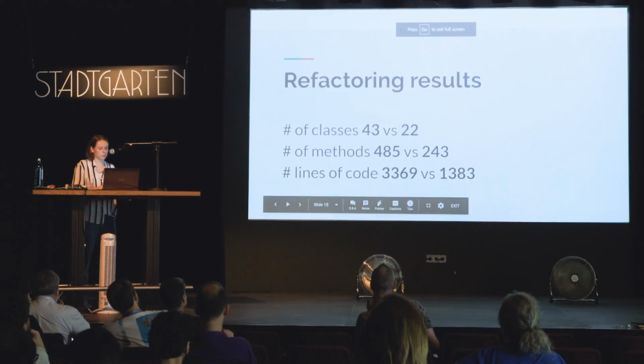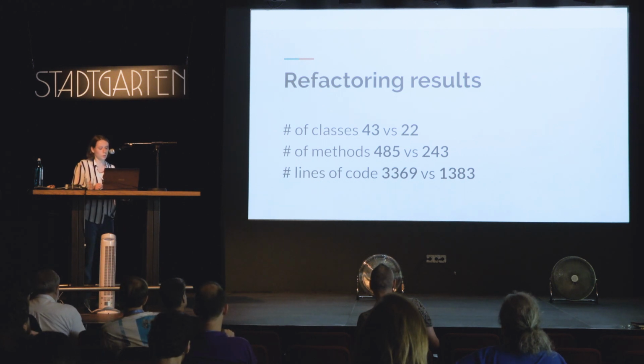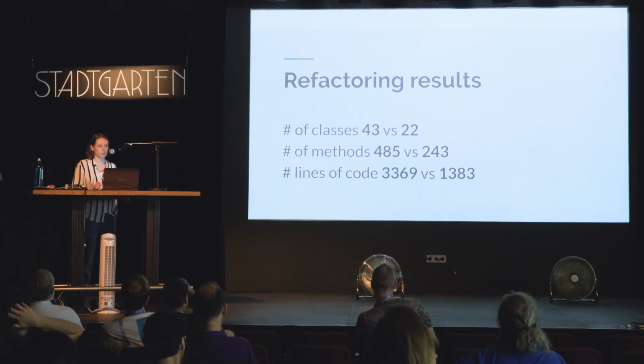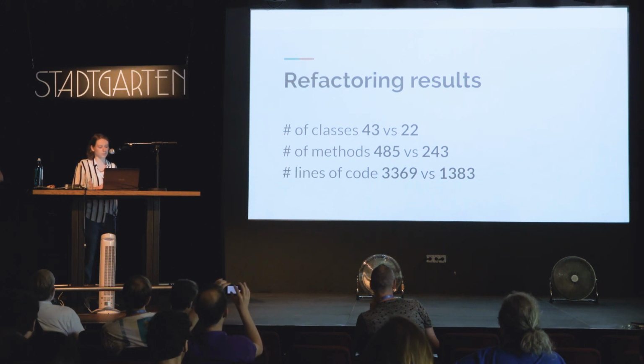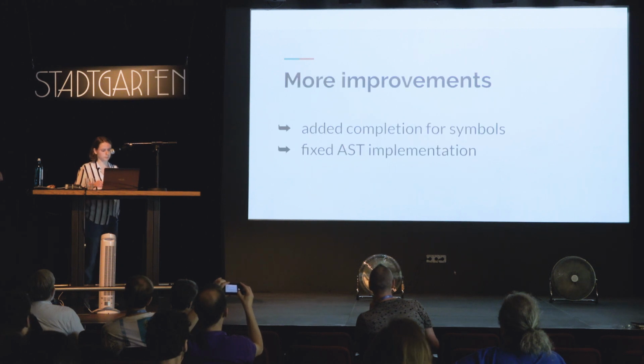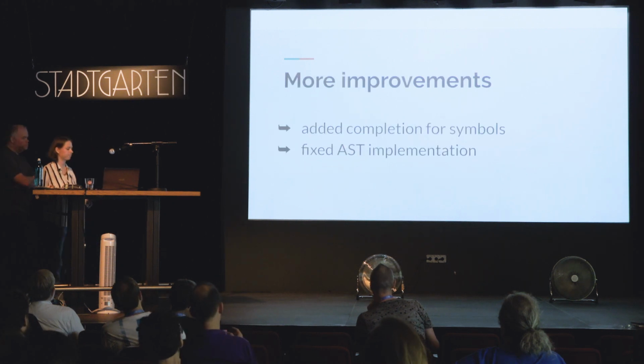And so for the refactoring results that we calculated in our project, we were able to reduce the number of classes, methods, and lines of code by at least half in our implementation in comparison to the old one.